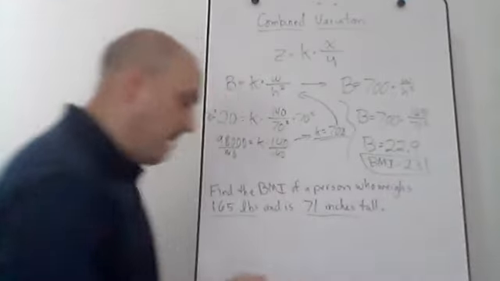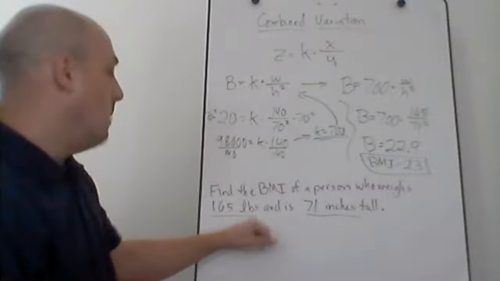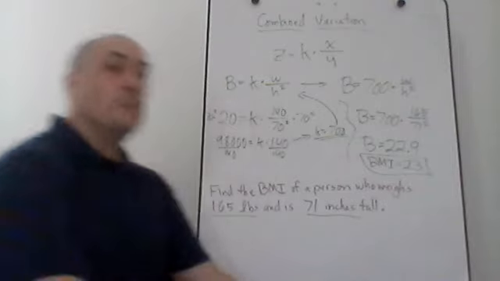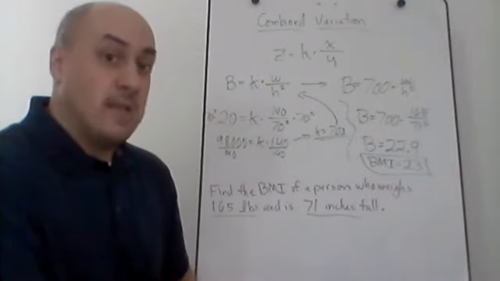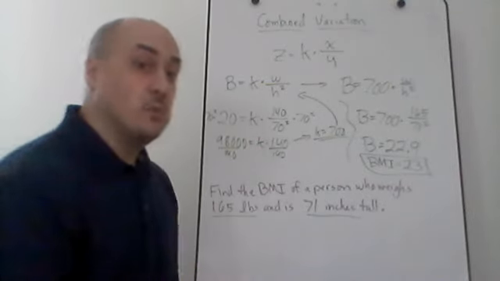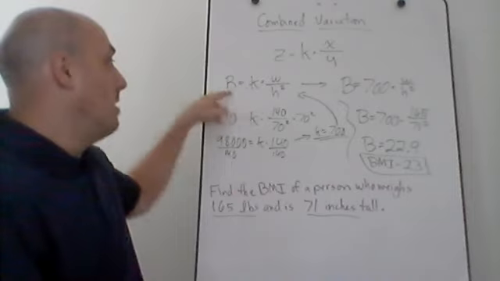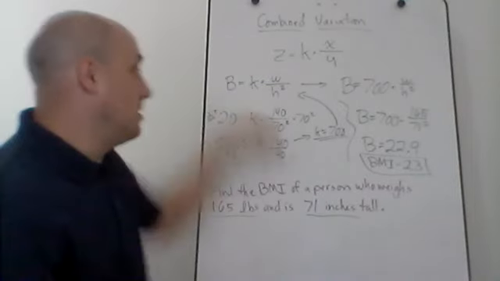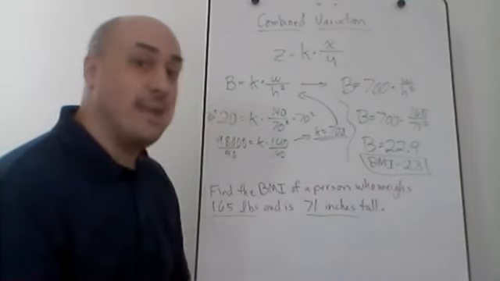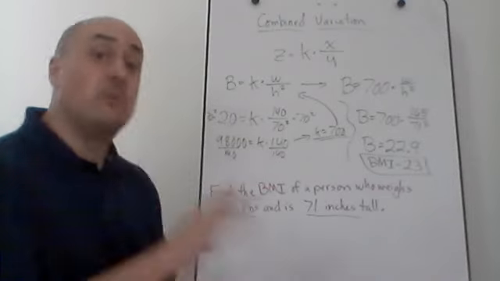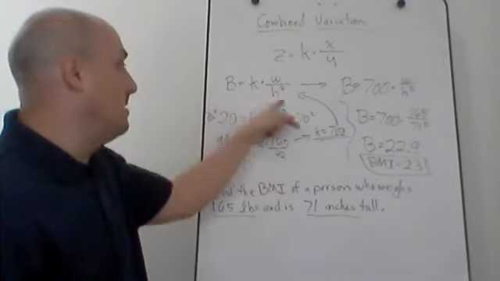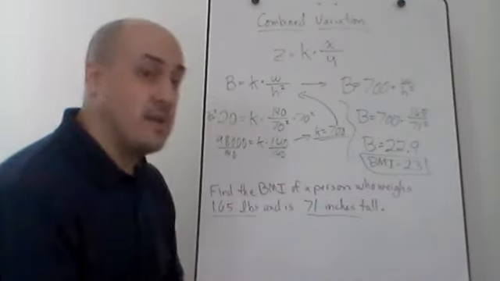All right, so that would be the body mass index of a person who weighs 165 pounds and is 71 inches tall. All right, so there's our example of combined variation where our BMI was directly proportional to weight, but it was inversely proportional to the square of the height, and so we had to put both of those things into one single equation, right? We had the multiplication up here and then the division here for the inverse variation.